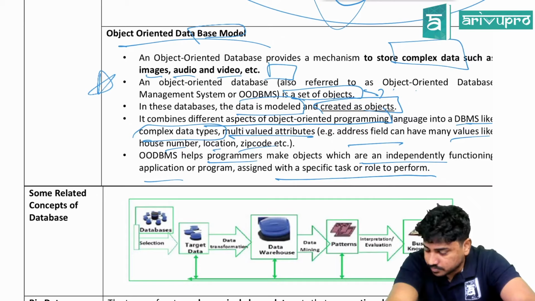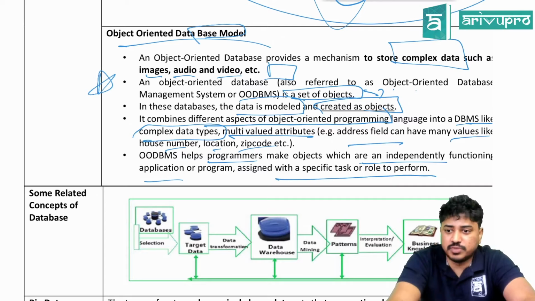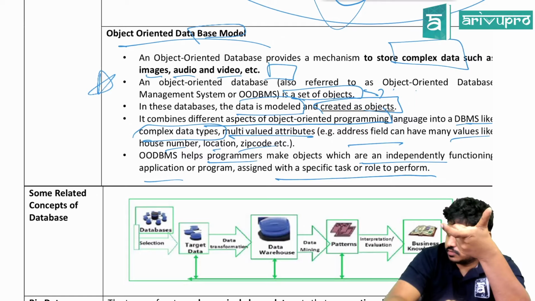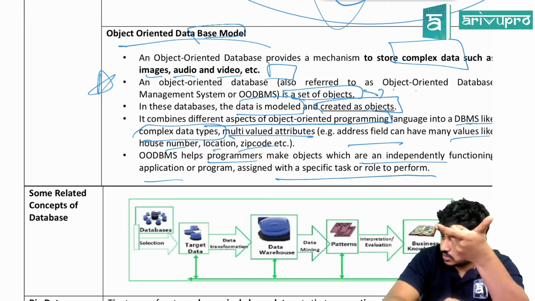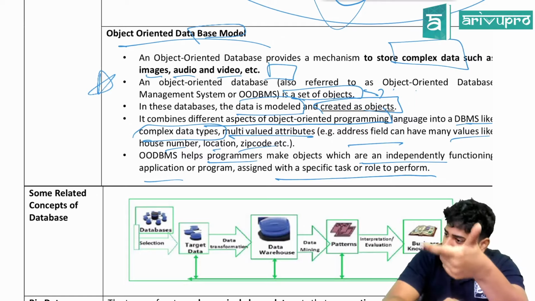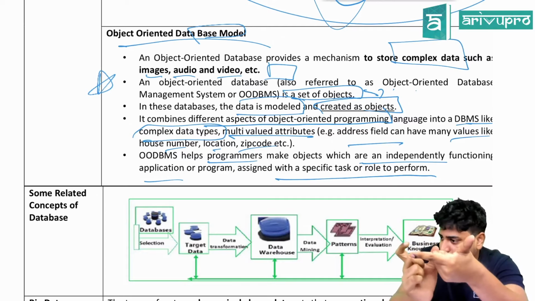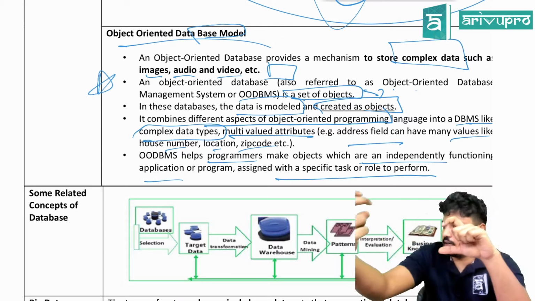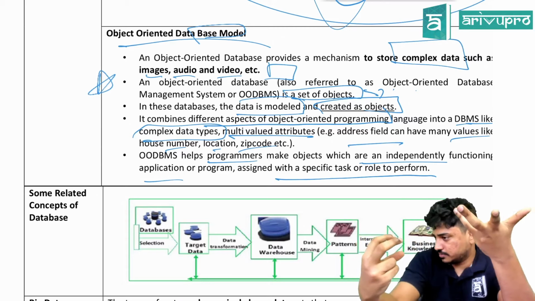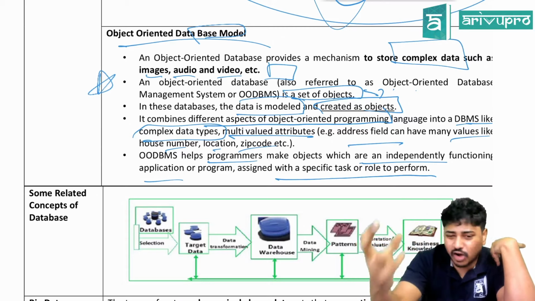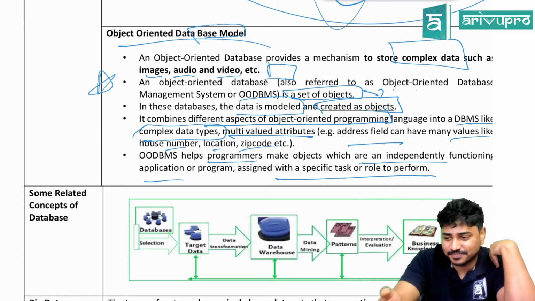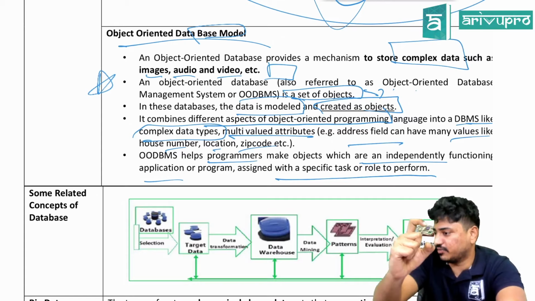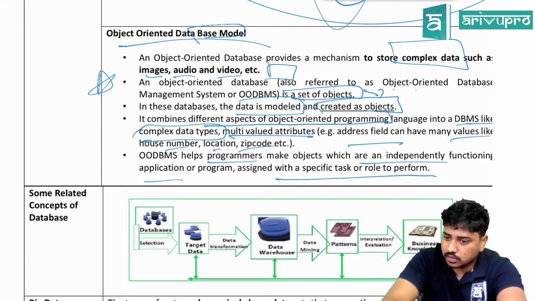A set of objects means pin code is an object, house number is an object, Koramangala is an object, location, city is an object. Combine everything and create a bigger object. Set of objects, that's all it is. It's a complex way of storing data. Instead of storing simply, you are storing multiple things in the same data file. Are we clear?